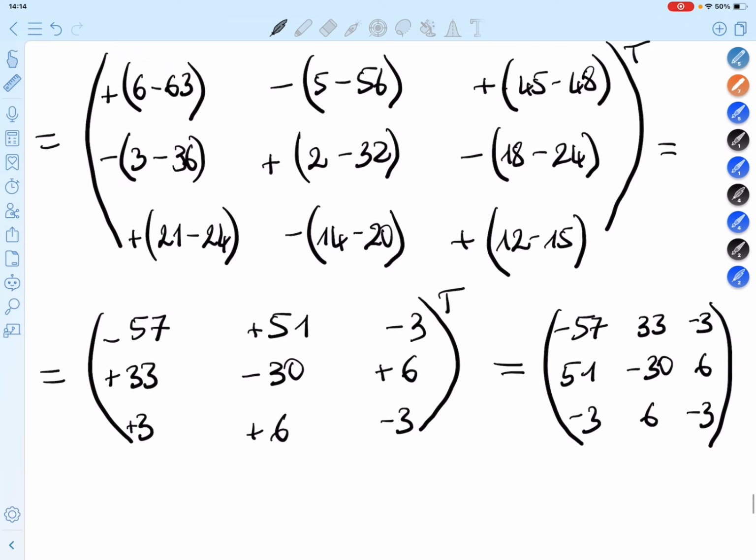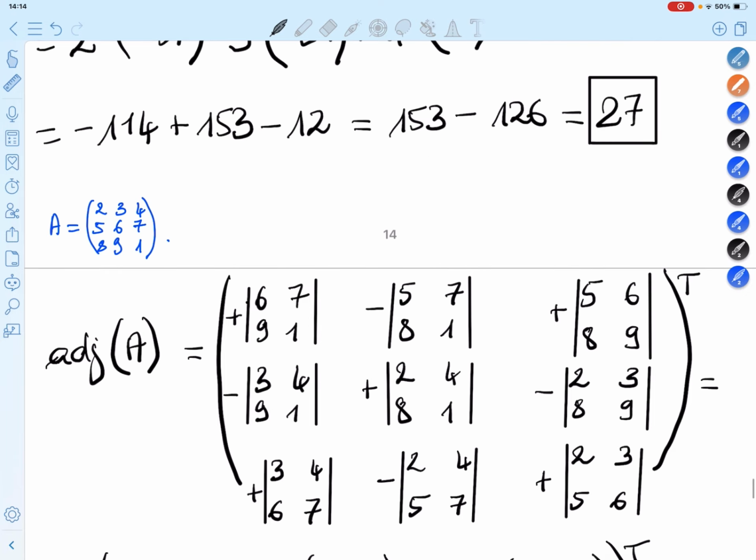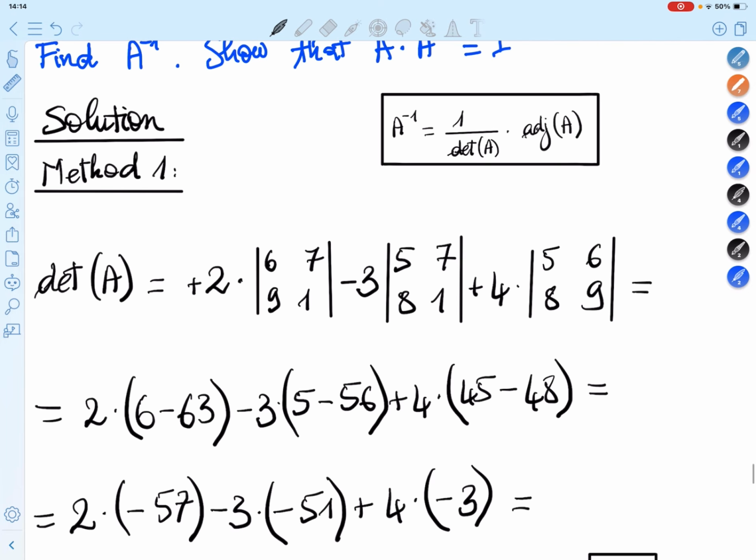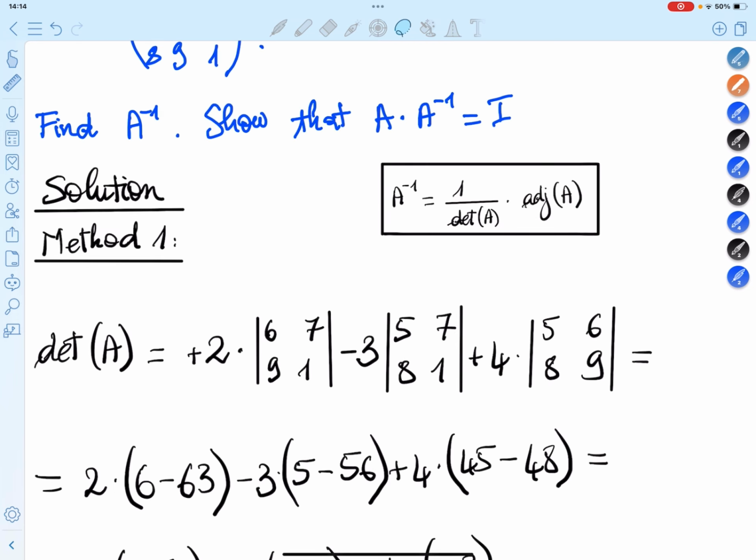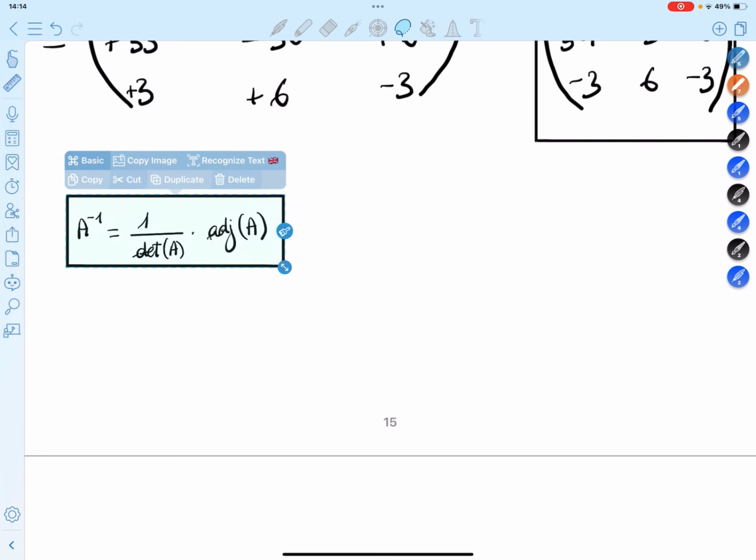Now this is the adjoint of the matrix A. Now we have the determinant and we have the adjoint, so we can use this formula. We can use our formula. Let's paste it here.